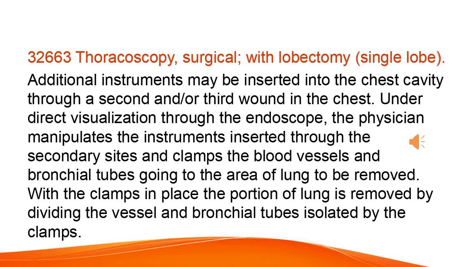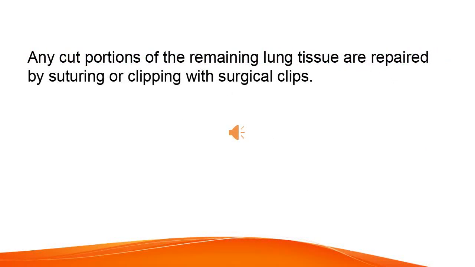Thoracoscopy, surgical, with lobectomy, single lobe. Additional instruments may be inserted into the chest cavity through a second or third wound in the chest. Under direct visualization through the endoscope, the physician manipulates the instruments inserted through the secondary sites and clamps the blood vessels and bronchial tubes going to the area of lung to be removed. With the clamps in place, the portion of lung is removed by dividing the vessel and bronchial tubes isolated by the clamps. Any cut portions of the remaining lung tissue are repaired by suturing or clipping with surgical clips.